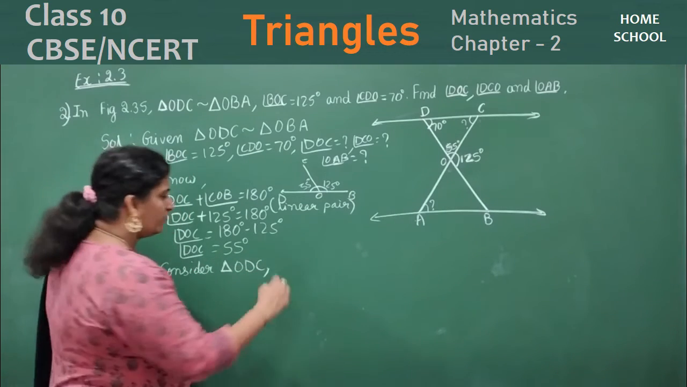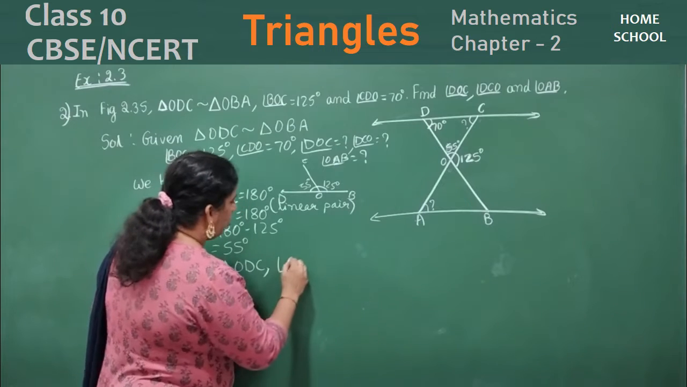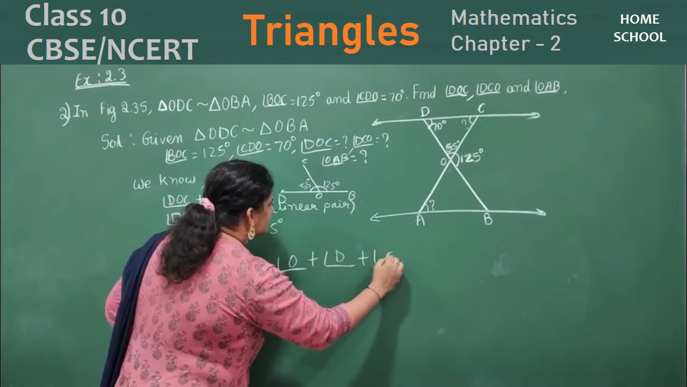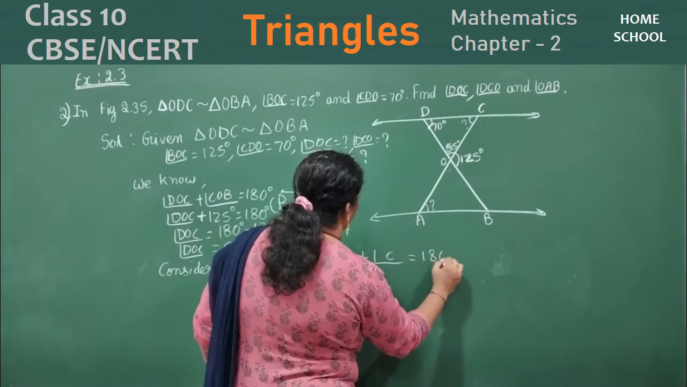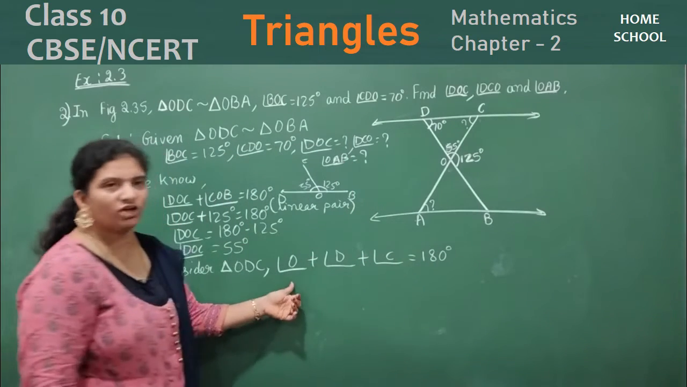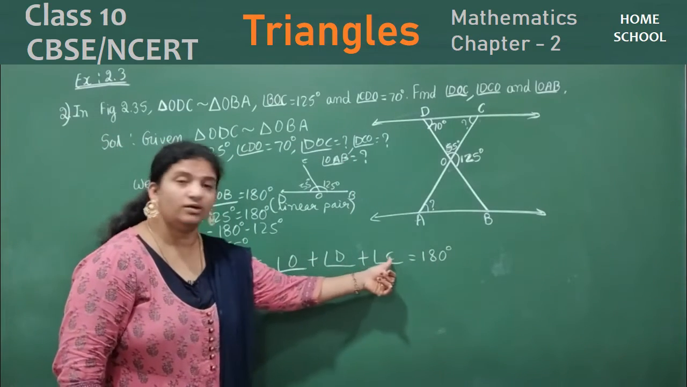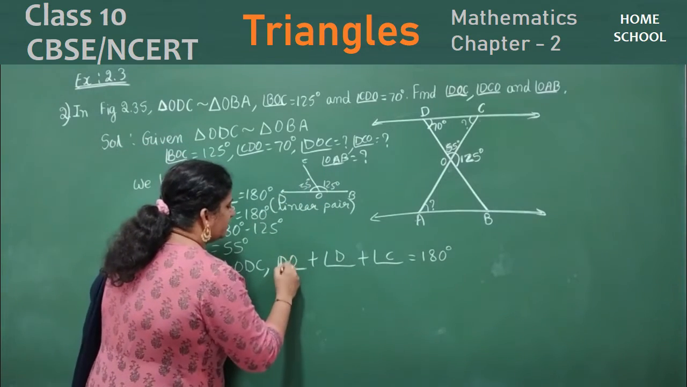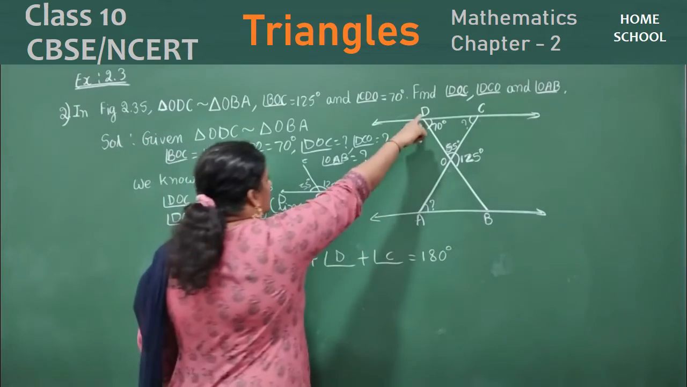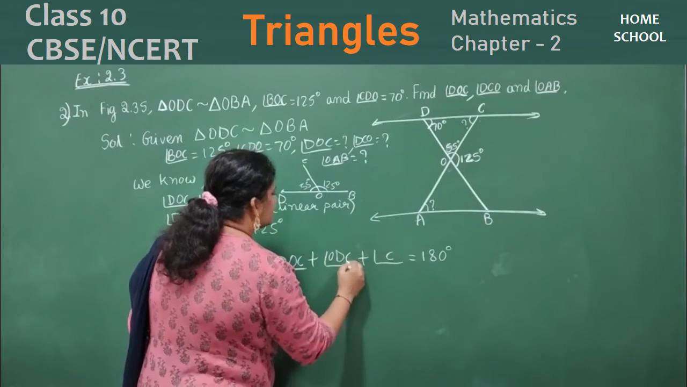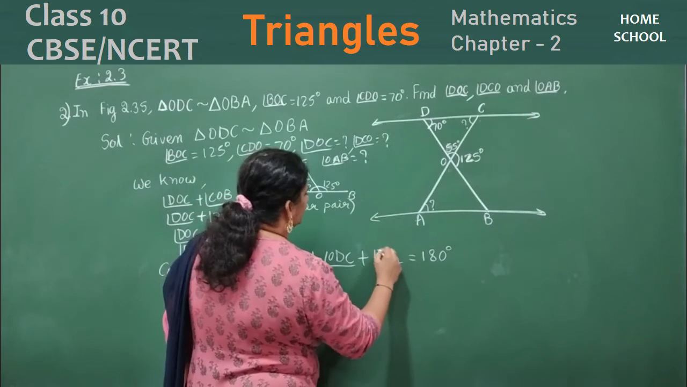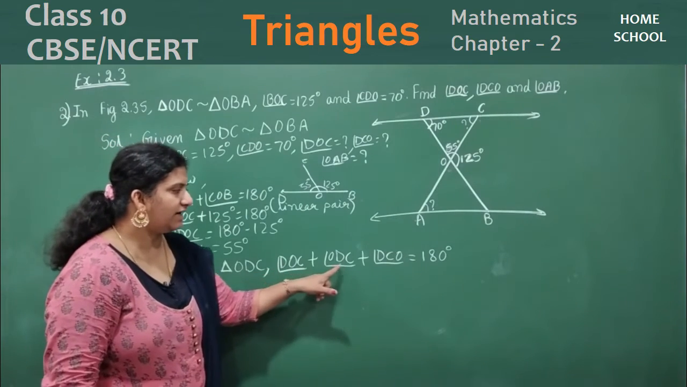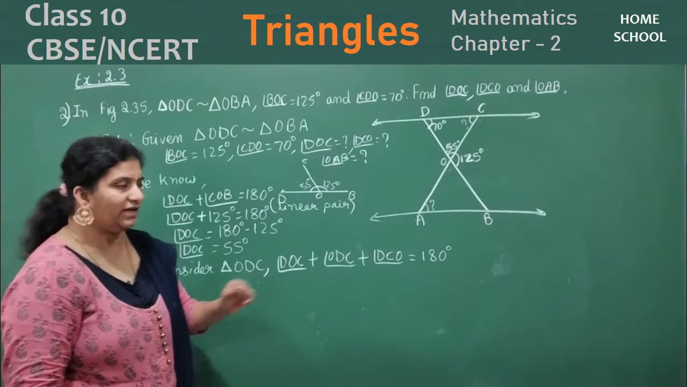What is that? We know angle O plus angle D plus angle C is equal to 180 degrees. Why have I written it as a shortcut? You need to remember this point itself. But while writing the angle, you can add the letters: DOC. And where is this D? ODC. And where is C? DCO you can write. Okay, how to remember? Angle O plus angle D plus angle C is equal to 180 degrees.